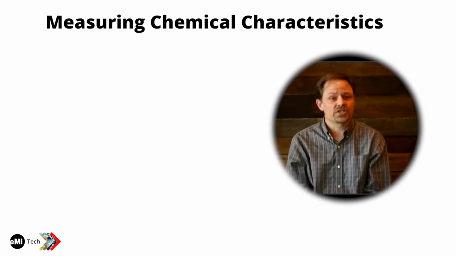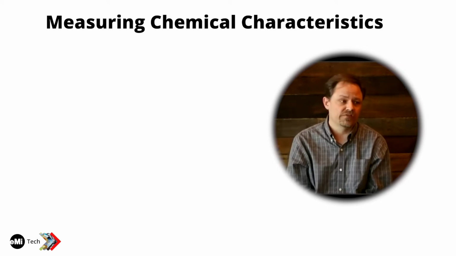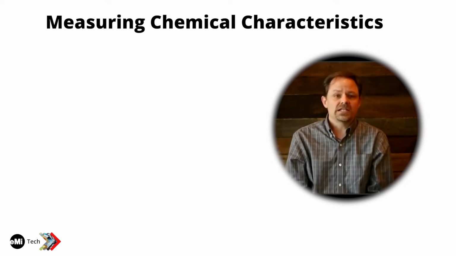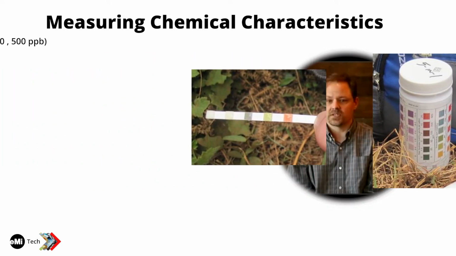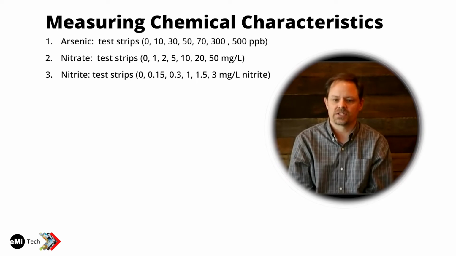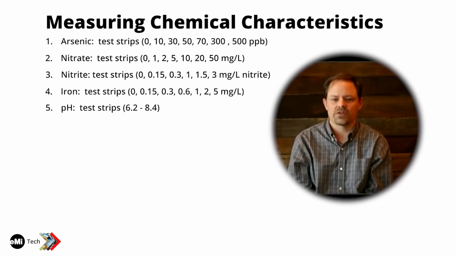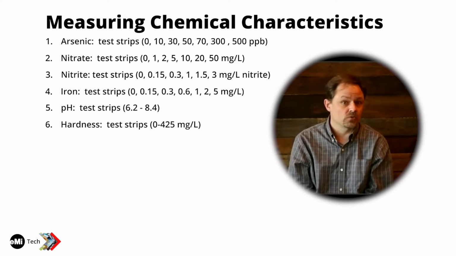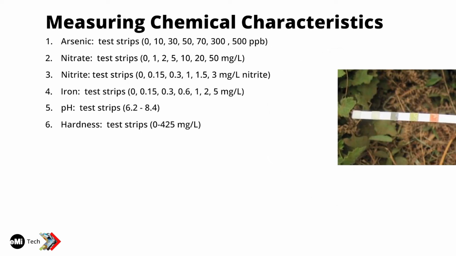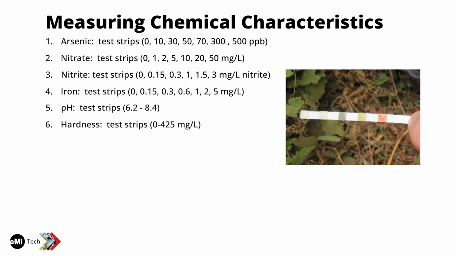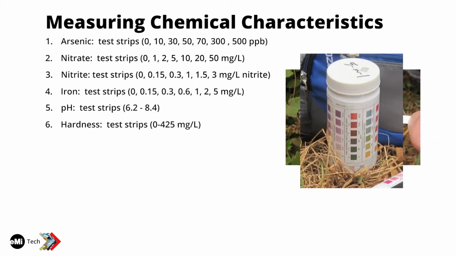Okay, so how can we actually measure these characteristics out in the field? Well, a lot of these characteristics can be measured using just simple test strips. So arsenic, nitrate, nitrite, iron, etc., pH, these are all things that are readily measured with test strips. And so typically all you have to do with these test strips is just run a little bit of water over a little strip. There's a little pad that will change colors, and then you have to match the color of the pad to a scale that's on the bottle, and that will give you the results.